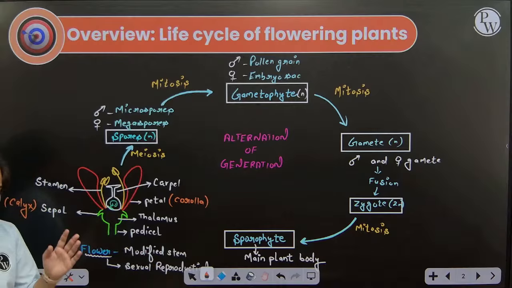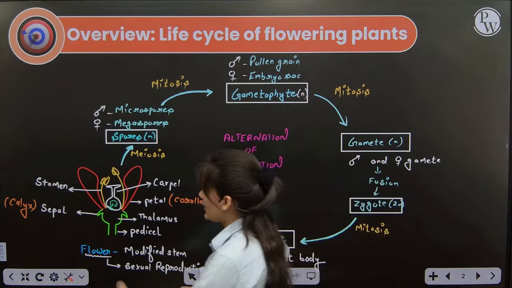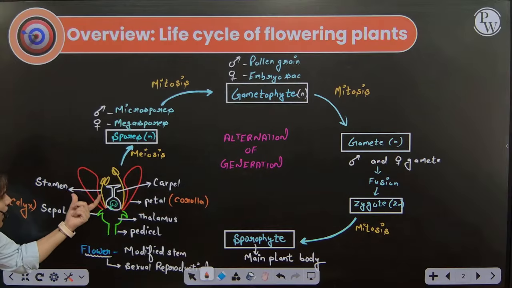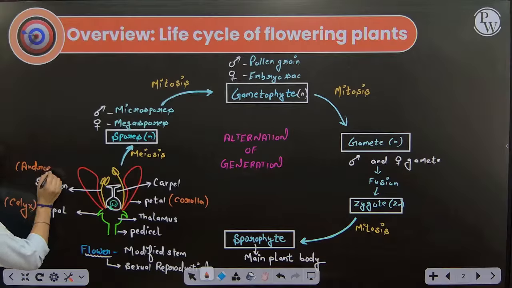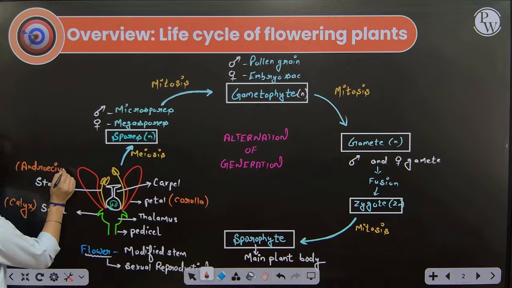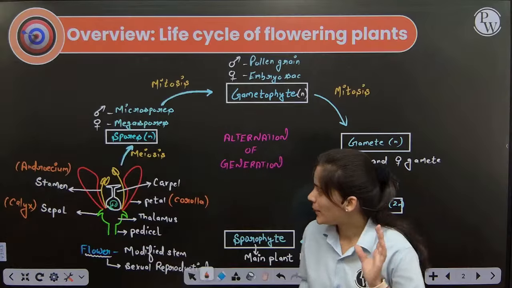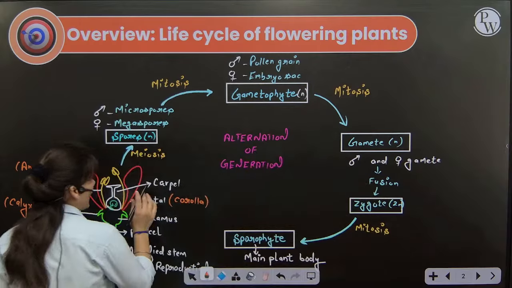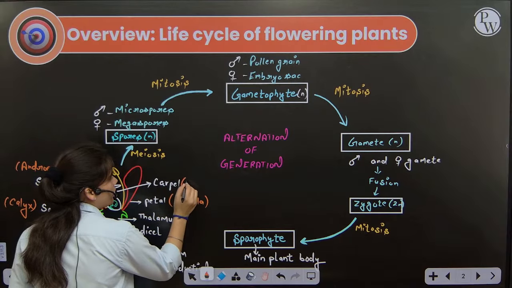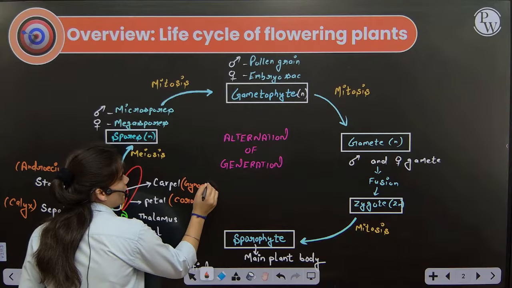Then male reproductive part and female reproductive part. In case of flowering plants, the male reproductive part is stamen, and whorl of these stamens is known as androecium. Then the female reproductive part in case of these flowering plants is carpel, and whorl of these carpels is known as gynoecium.